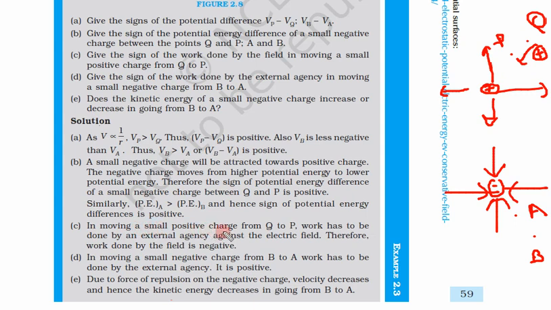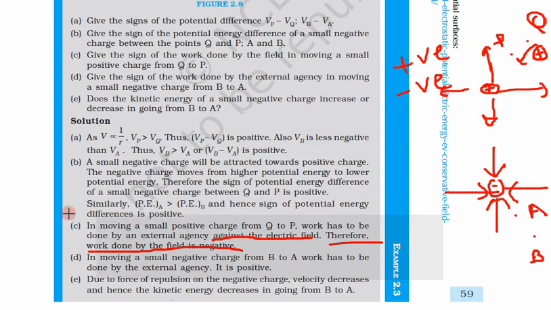In moving a small positive charge from Q to P, from far to near, work has to be done by the external agency, because we have to do the work against the electric field. Therefore work done by the electric field must be negative. So work done by us is positive, because we are bringing a positive charge, there is repulsion, we have to do some work, and the electric field is doing negative work because it is repelling this charge.